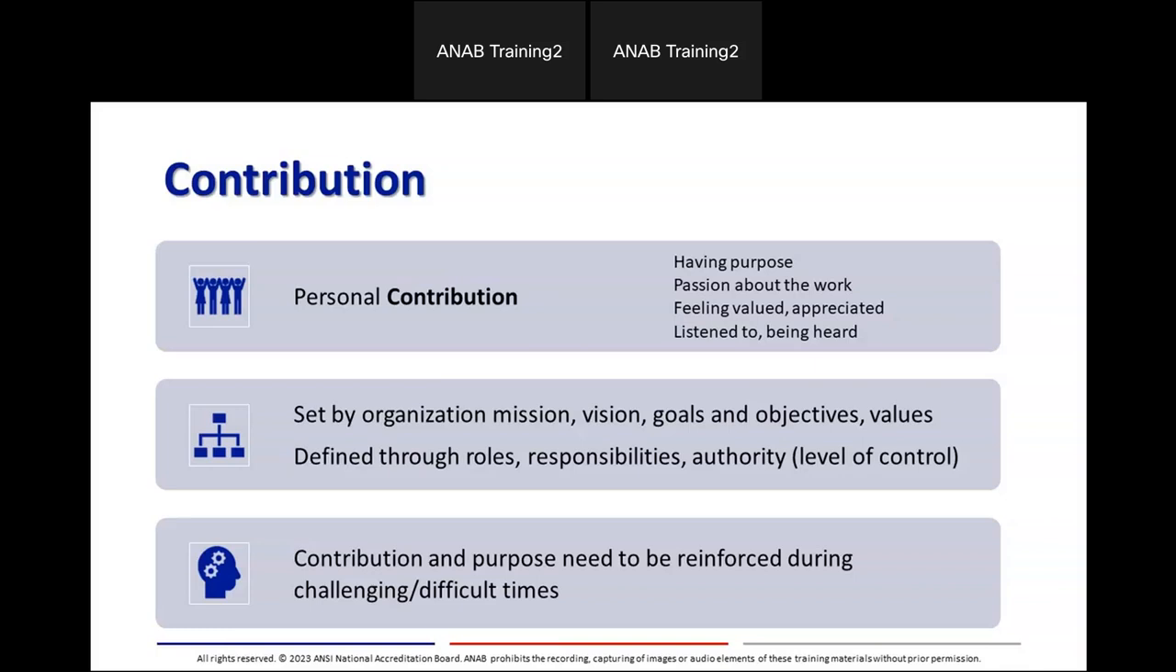Both the character of the organization, the mission, the vision, the goals, the objectives, and the values, those connections that are established with our colleagues, the relationships that we build, all help to define the individual's roles, responsibilities, and authority, and how we fit in. As managers and leaders, contribution and purpose need to be reinforced during those difficult and challenging times. We need to let individuals know they still have purpose, they're still valued as employees. Everyone needs to know that they belong, that they're contributing, and that they're appreciated for the work that they do.